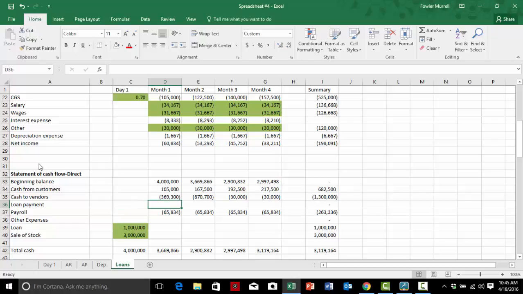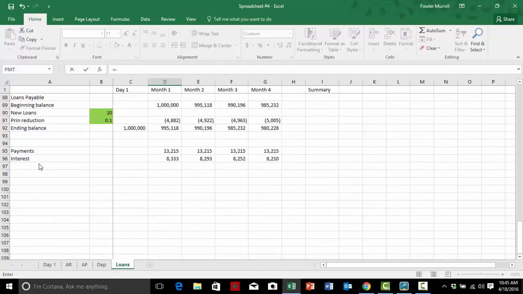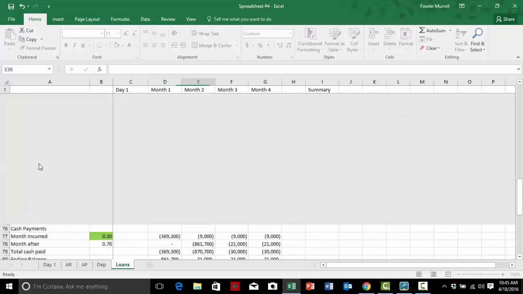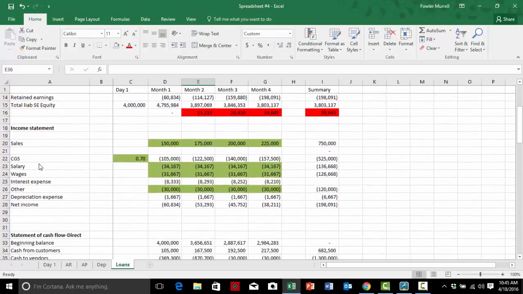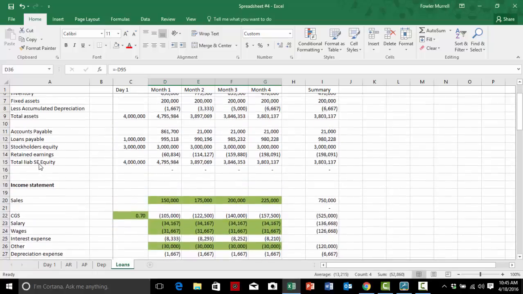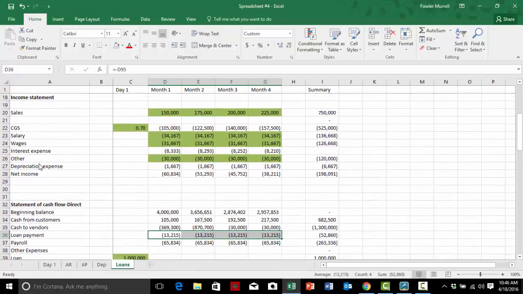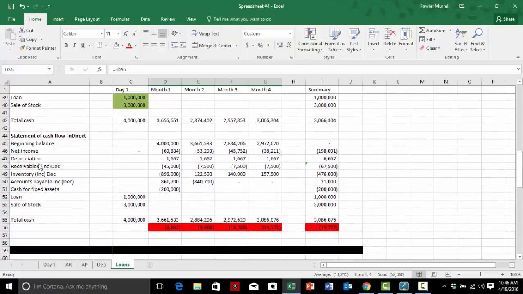That's going to again come from our table. That's the 13,215, and that'll be a negative number. So equal negative, go down to 13,215. Enter. The red has gone away. I'm going to drag this over the rest of the way. So that the red has gone away out of the balance sheet. Income statement looks good. We still have one problem, and it's in the cash flow statement.